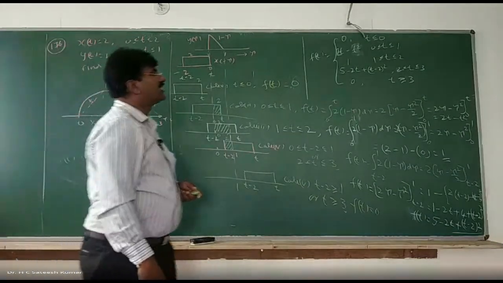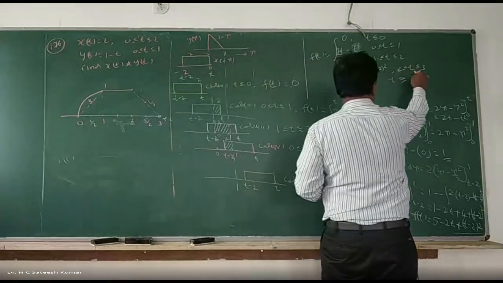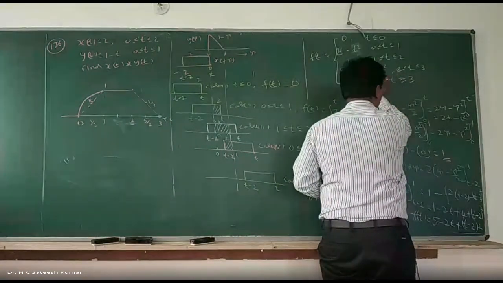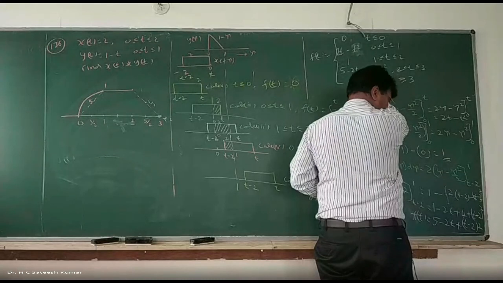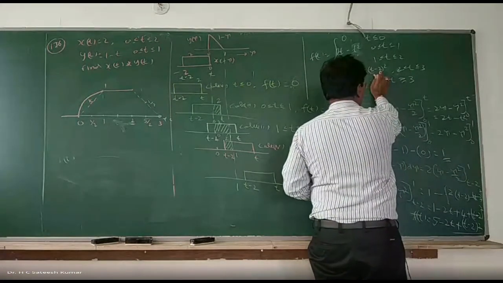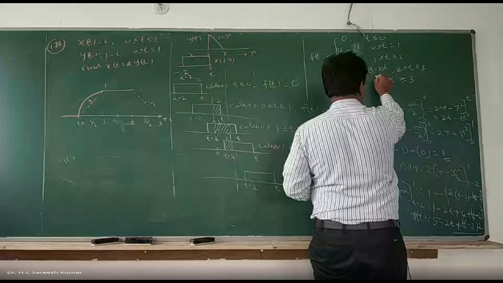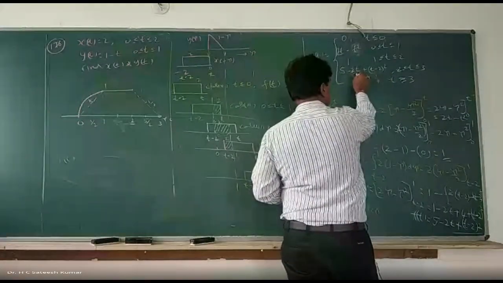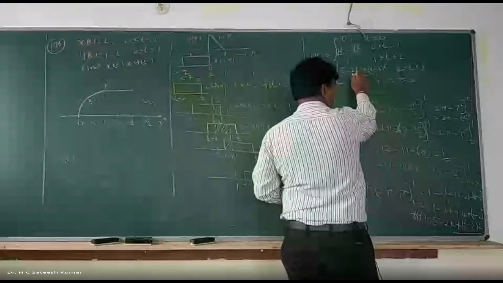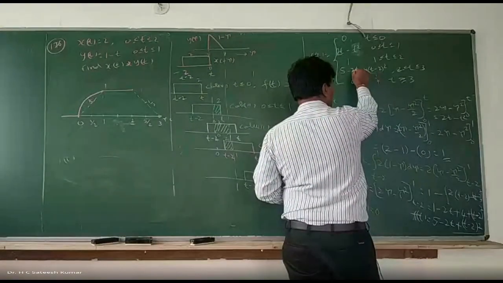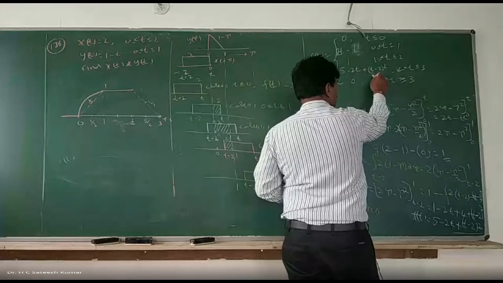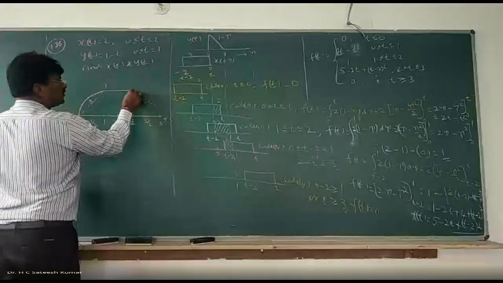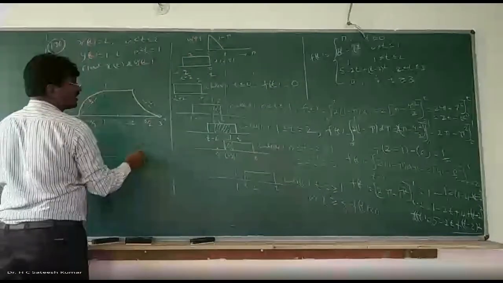So what can we write? 5 by 2 is between 2 and 3. 5 by 2 minus 2 is 1 by 2. 1 by 2 whole square is 1 by 4. The 2 gets cancelled, 5 minus 5 is 0, so the answer is 1 by 4. 1 by 4 means it should be below. Therefore, you are going to get this kind of curve, and afterwards it is 0.